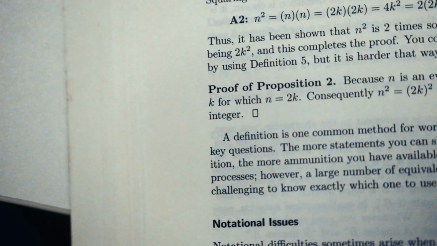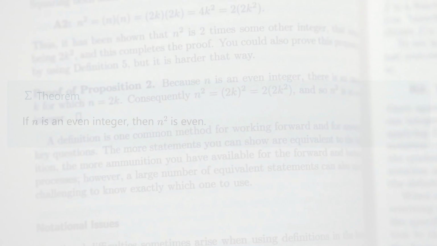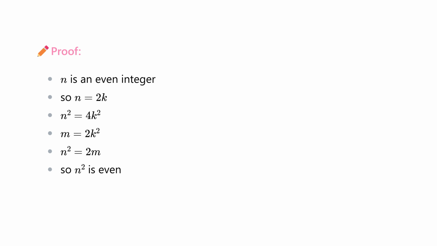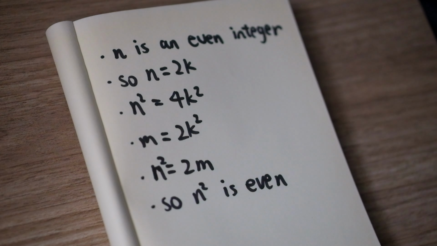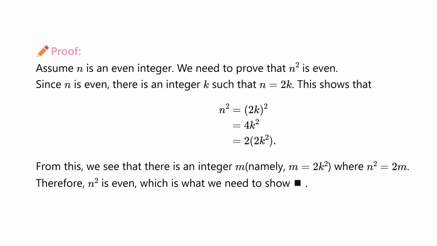Second highlight, reading and doing proofs like common English sentences. Suppose you need to prove this theorem: if n is an even number, then n squared is even. You will not write a proof like this, as it is difficult to understand and way too abstract. Rather, reading your proof is just like reading English sentences, elegant like a poem. Every sentence makes sense and is nicely related to each other.